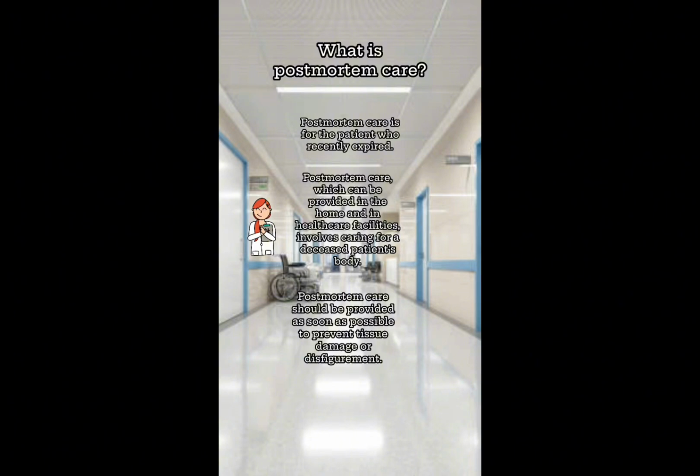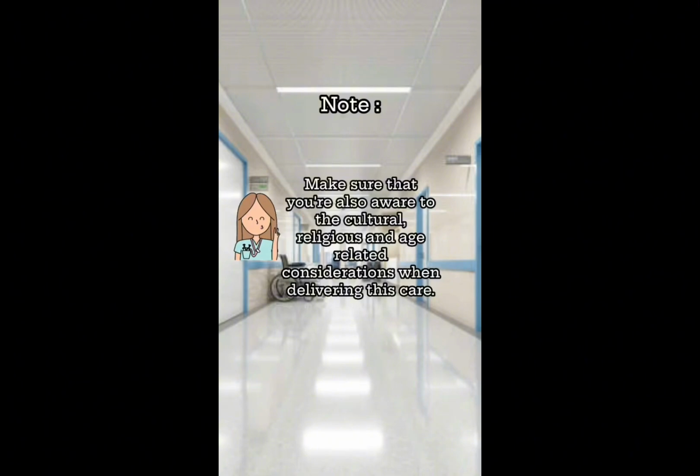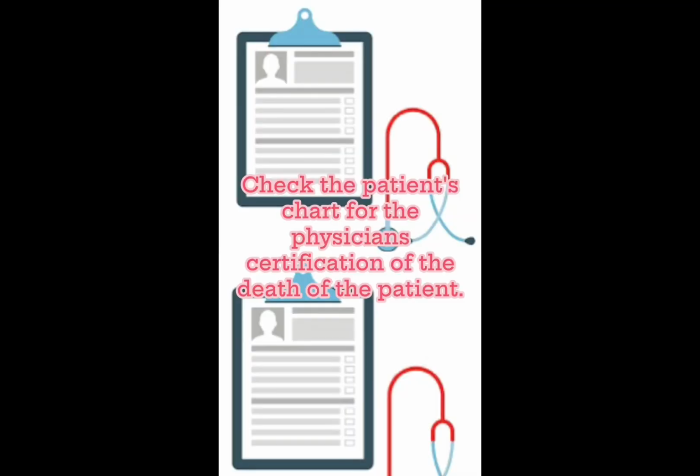After death, the body undergoes many physical changes, including loss of skin elasticity and change in the body temperature, or what we call algor mortis, purple discoloration of the skin, or livor mortis, and stiffening of the body, rigor mortis. Note, make sure that you are also aware of the cultural, religious, and age-related considerations when delivering this care.